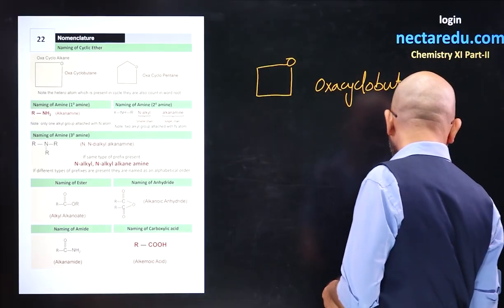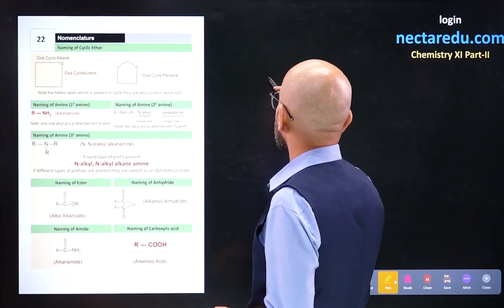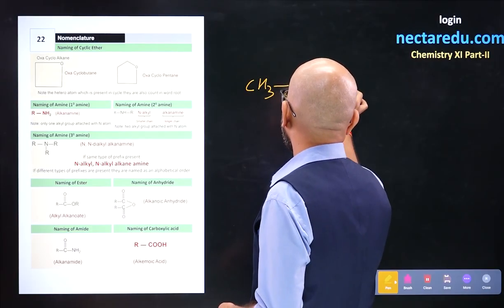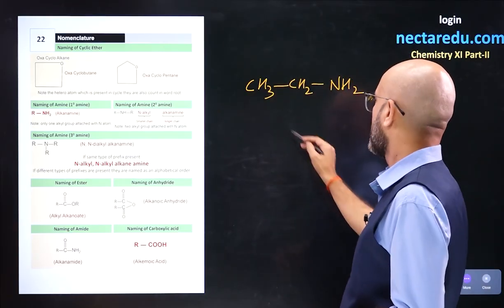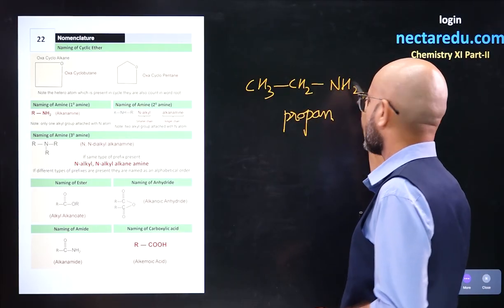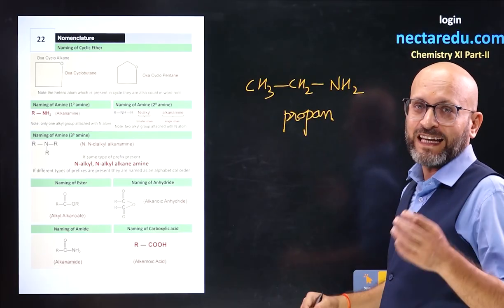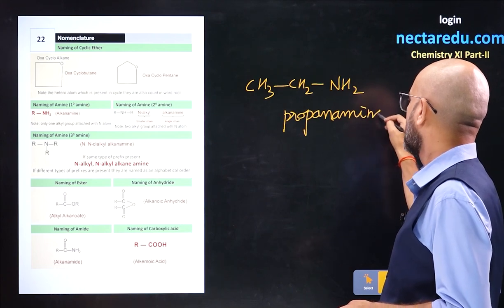Alright. Now, we will be understanding how the naming of amines is done. For example, if we have CH3, CH2, NH2, the root word for 3 carbons is prop, and single bonded, so it will be propane. And the suffix for NH2 is amine. So since A comes, we will drop E from ane. So the name goes like this, propanamine, right?